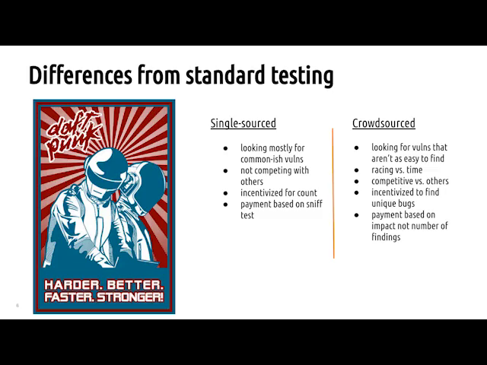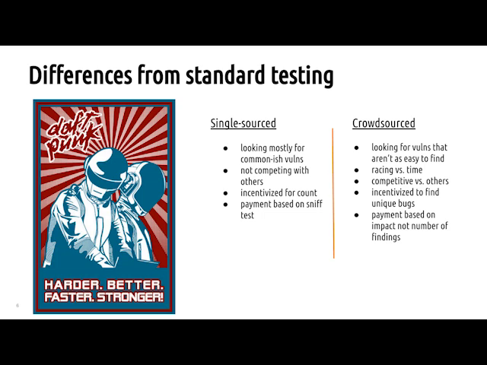So the first area we're going to go into is philosophy. So the differences between single source testing, which would be like your common AppSec pen test or application security assessment, and crowdsourced testing, there are some differences here. The crowdsourced model introduces basically a time aspect that's not hard and fast with the single source testing. So you're racing against time to find any specific bug. You're also racing against other people to find that bug. And the payment is based on impact, not the number of findings.